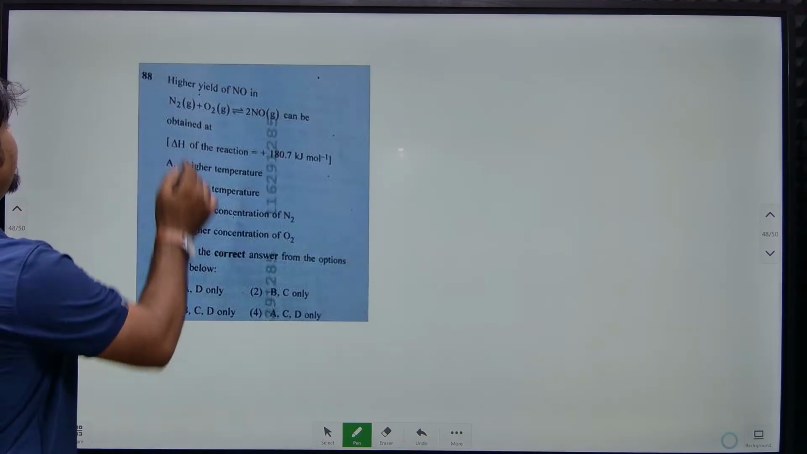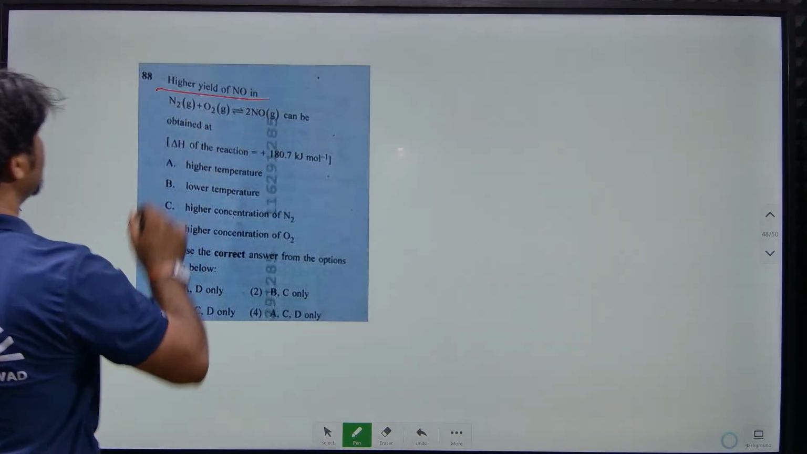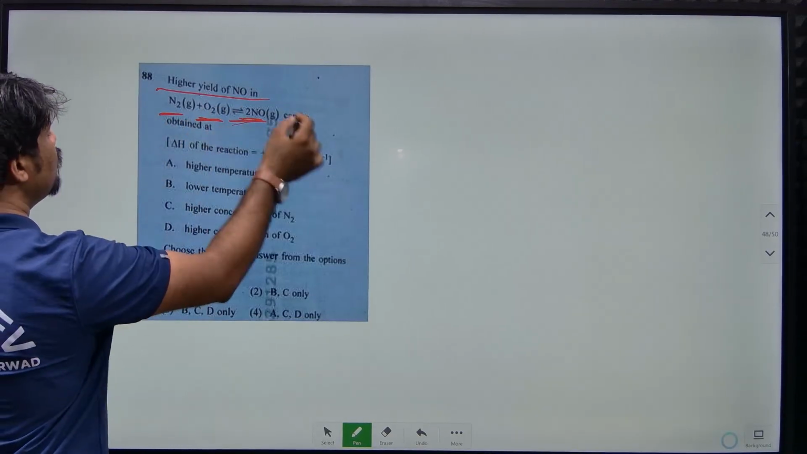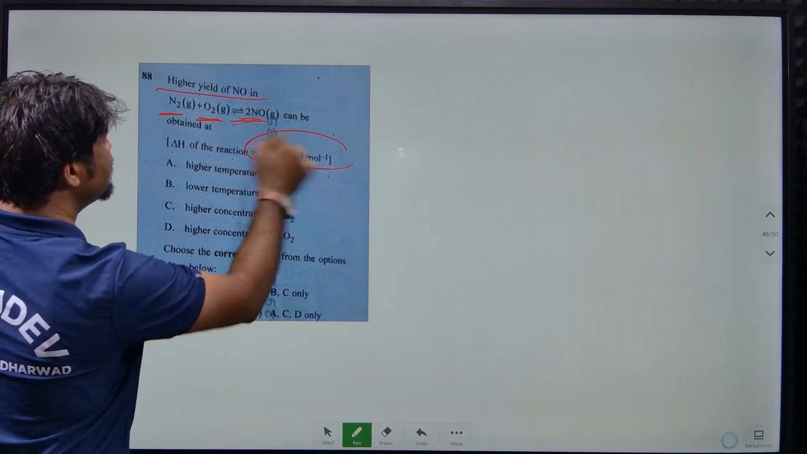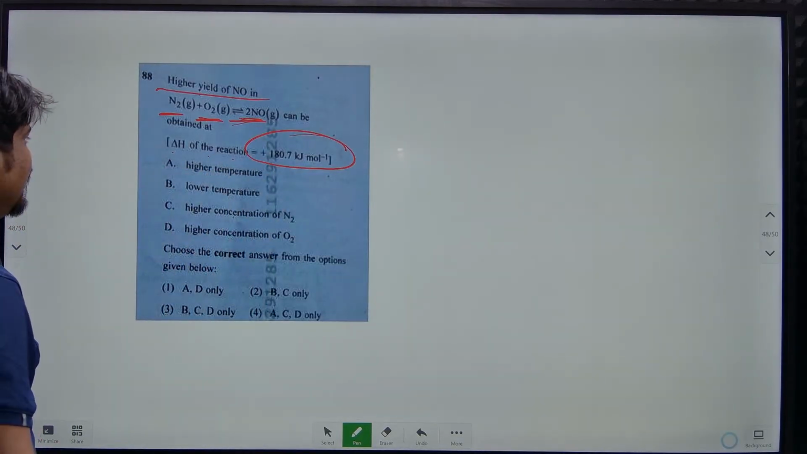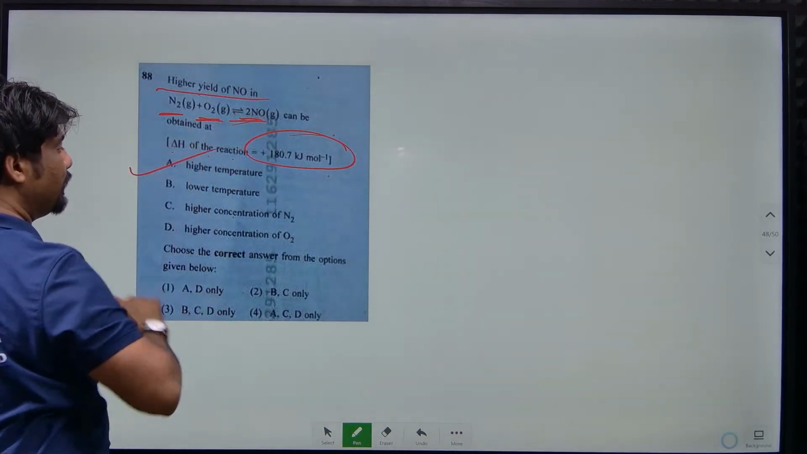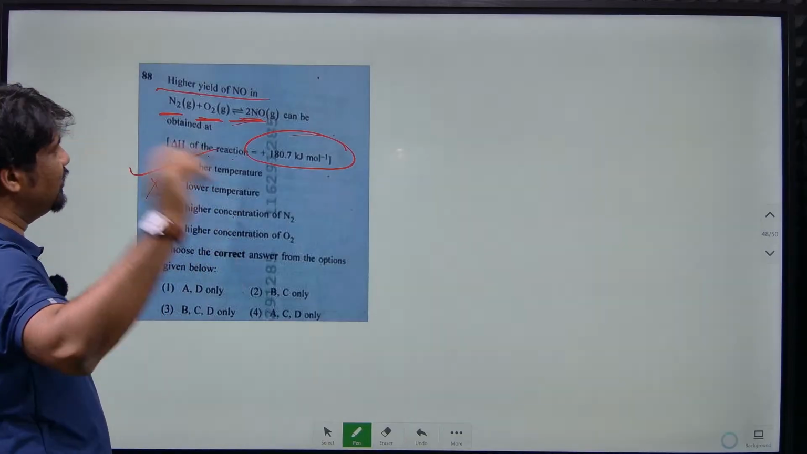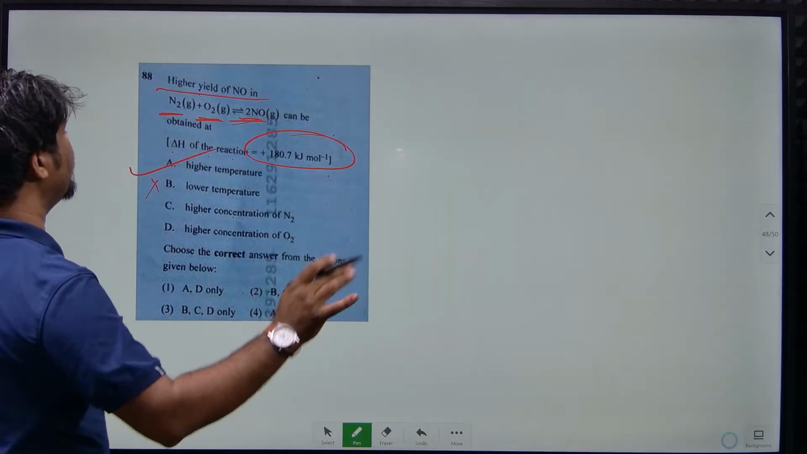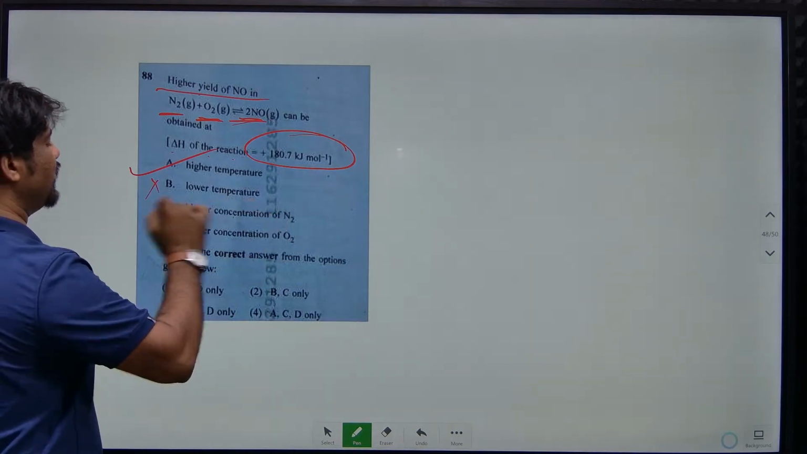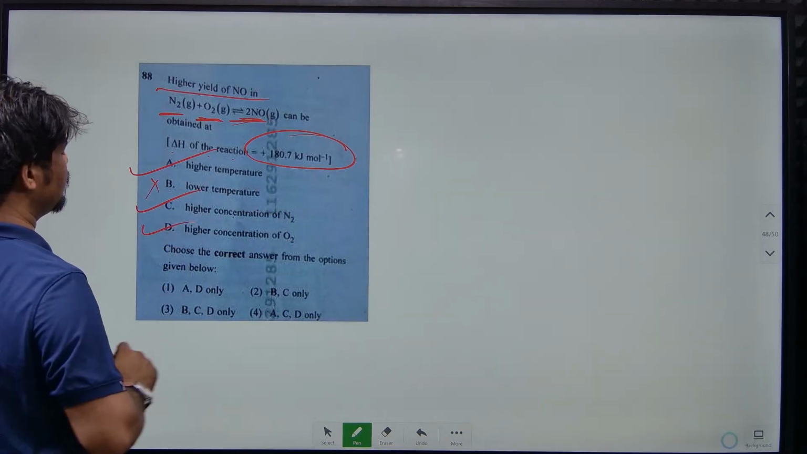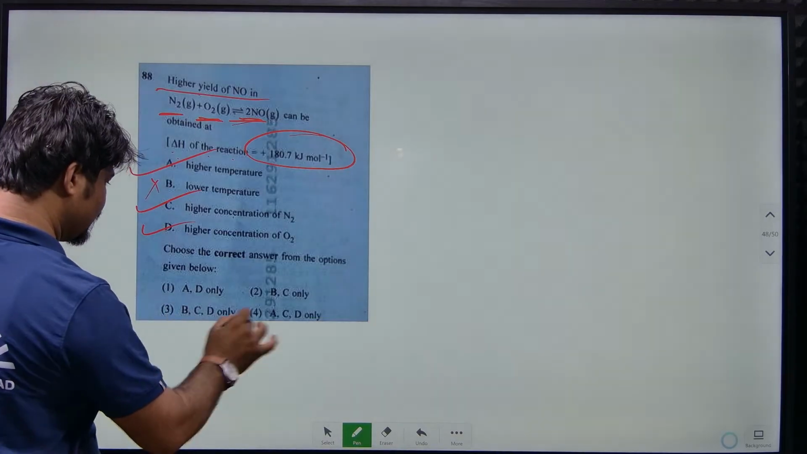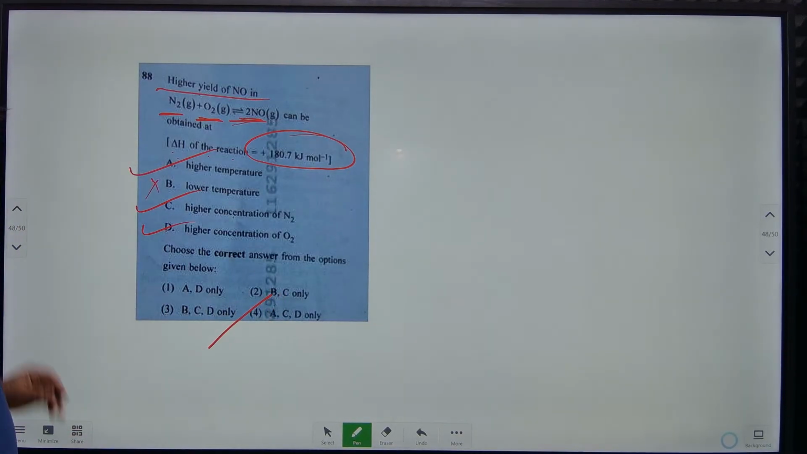Go to question number 88. Higher yield of NO. Here N2 and O2 give 2 NO. This can be obtained because delta H of the reaction is endothermic, plus 180.7. So to carry out this reaction, high temperature is required, that's the right statement. If the temperature is low, then the reaction will be slow with no more heat, so it's wrong. High concentration of N2 and high concentration of O2, of course. So A, C, D, yes. Option 4 is the right answer for the question.